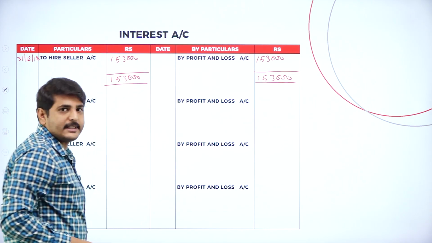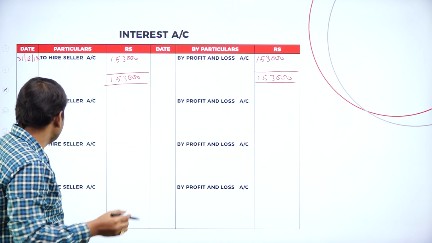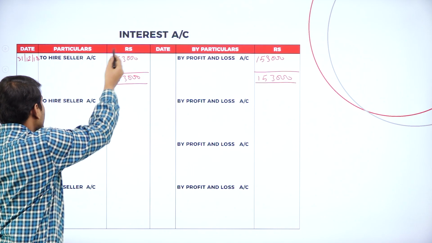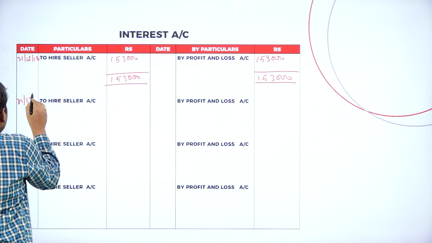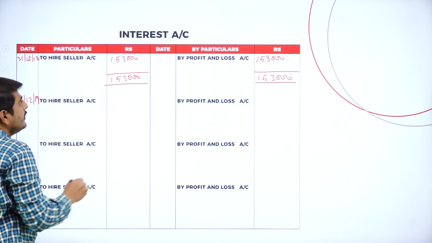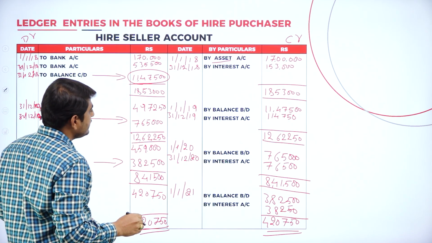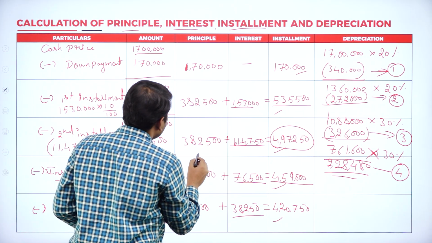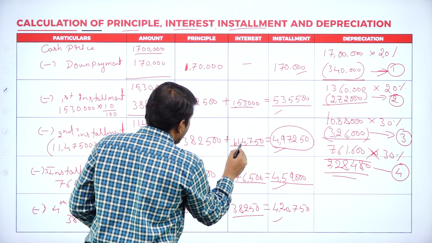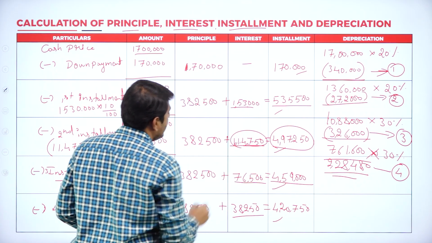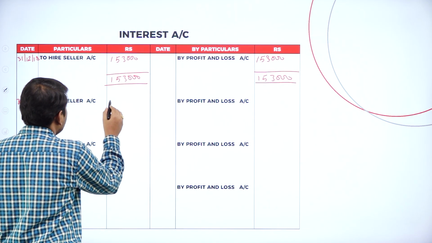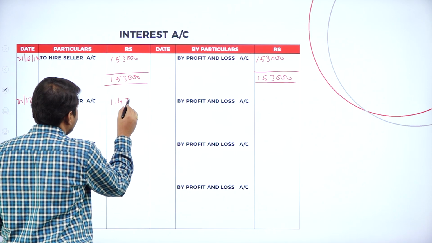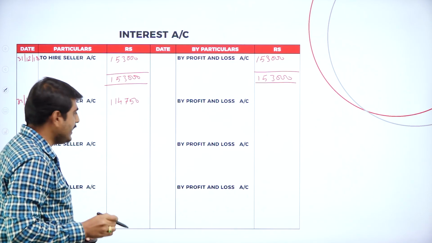1,53,000 here also. Again for the second year, the journal entry is hire interest account to hire seller account on 31st 12/2019. What is the second year interest? The second year interest is 1,14,750. So let's write here 1,14,750. So what is our journal entry?